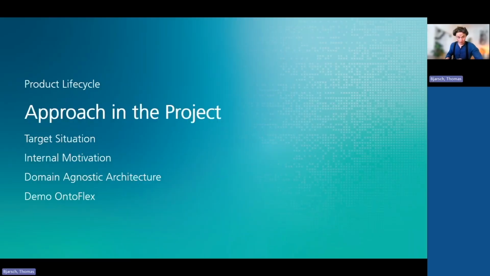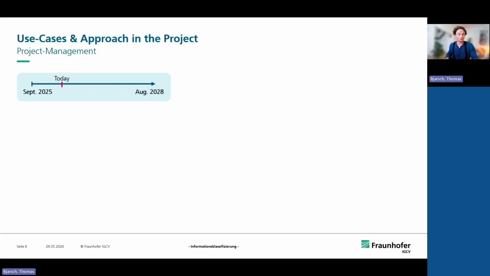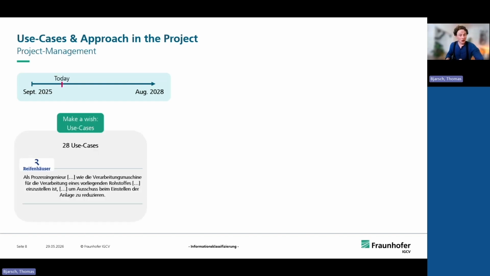The approach in the project and the current status. We started in September, and we are now at approximately a quarter of the whole project duration. So we still have plenty of time to go, which is cool. What we did so far, or where we started, is every company was asked to fill out a wish list and define their use cases or user stories.